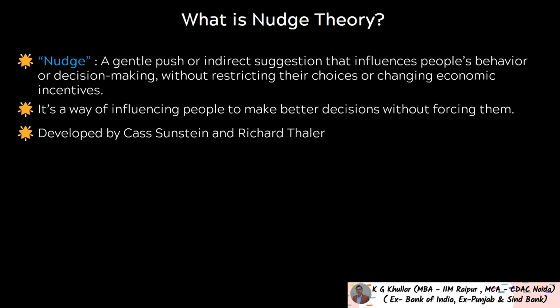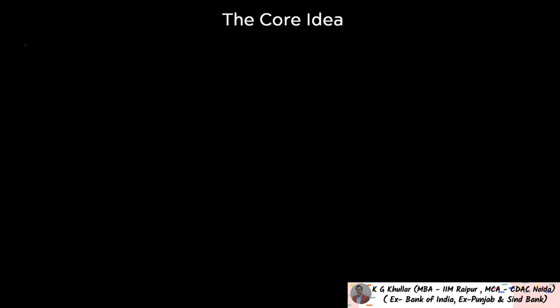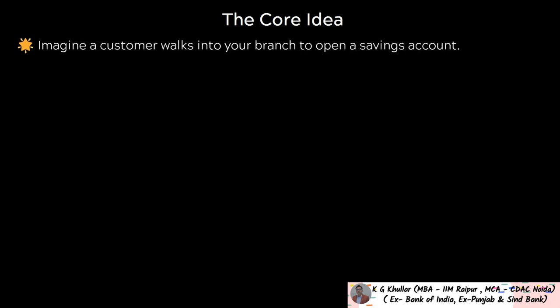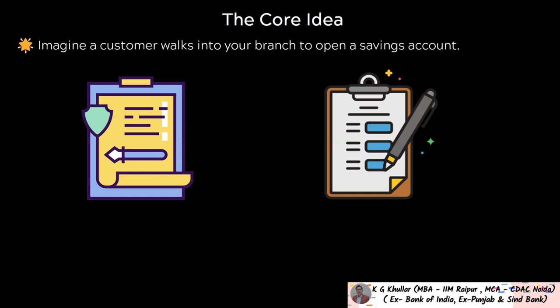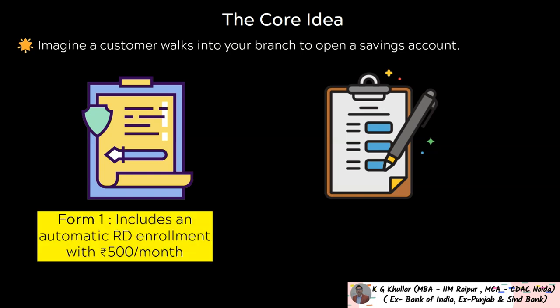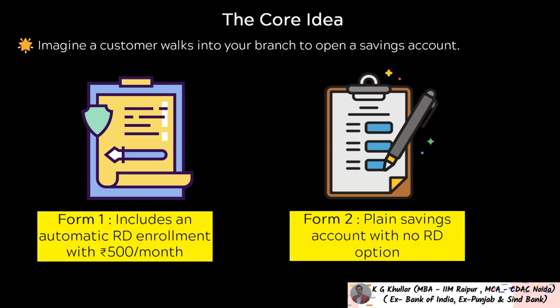Next, let's see the core idea. Friends, let me simplify this with a banking twist here. Imagine a customer walks into your branch to open a savings bank account. You give them 2 forms. One includes an automatic RD enrollment with Rs 500 per month, and the other is a plain savings account with no RD option. Now here's the catch.